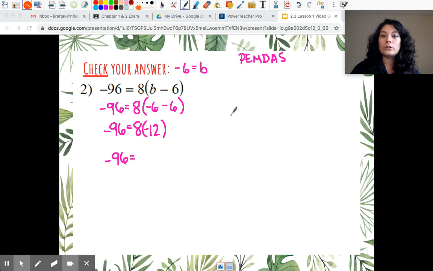So again, you might want to do this off to the side if you don't have your times tables memorized, so I'll just show you guys how to do that. You would stack the 8 underneath the 12. 8 times 2 is 16, carry my 1. 8 times 1 is 8, plus 1 more is 9, and it should be a negative because my signs were different here. So I'm getting the same answer on both sides, which means that -6 does in fact equal b.